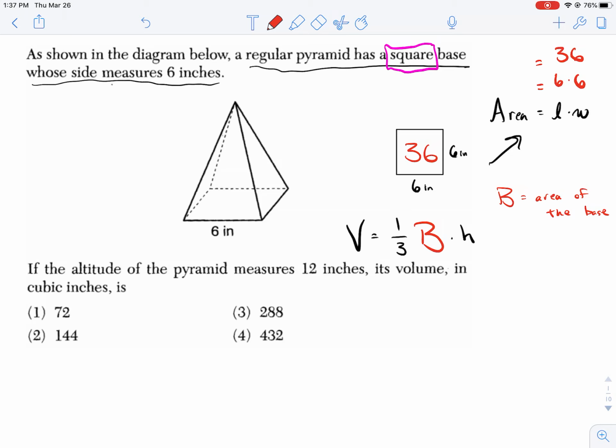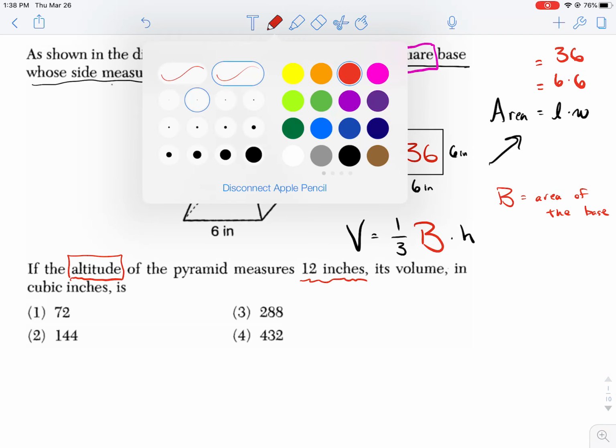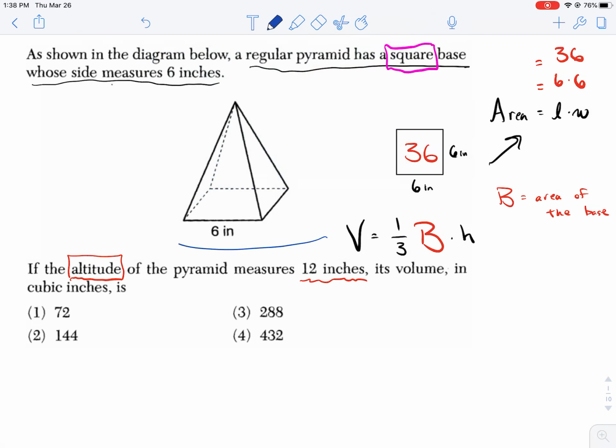Okay, so the area of our big B is 36. Now, let's plug everything in. All right, so they give us the height. That's what the altitude stands for. So the altitude is 12 inches. So let's just fill in the blanks here.